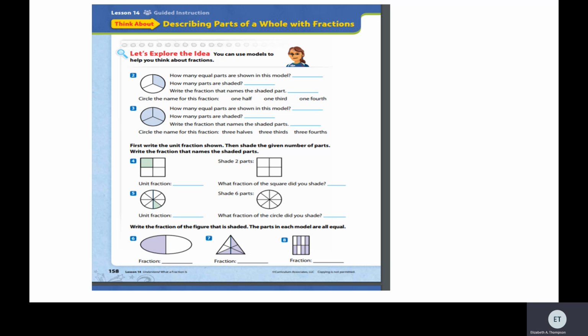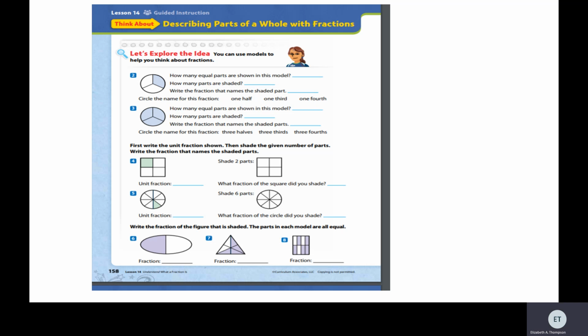If you said 3, you're correct. How many parts are shaded? Right, 1 part. Write the fraction that names the shaded part. Circle the name for this fraction, 1/2, 1/3, or 1/4. If you said 1/3, you're correct.